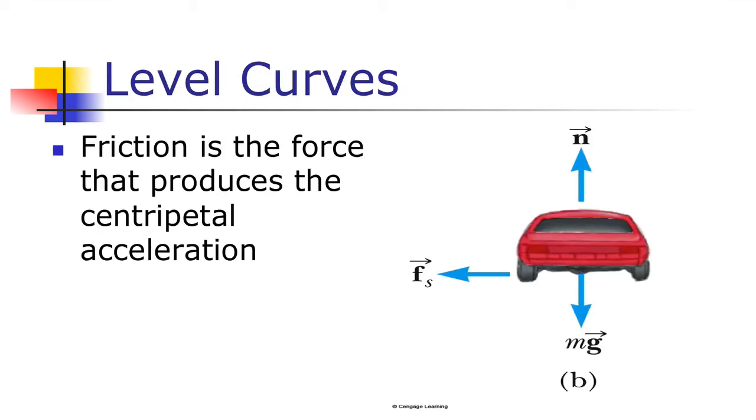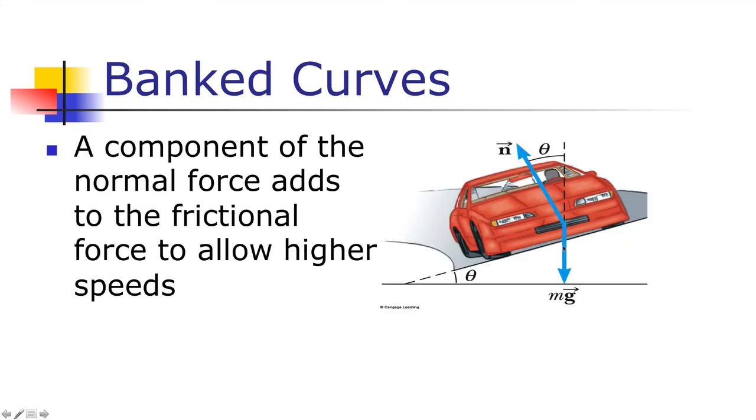So if it's level, then this is providing the centripetal force, and of course it's friction. The friction between the road and the tire will provide the centripetal force. But what if the car is banked, a little bit banked?